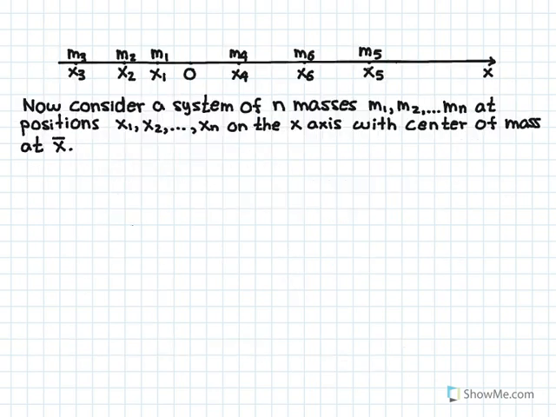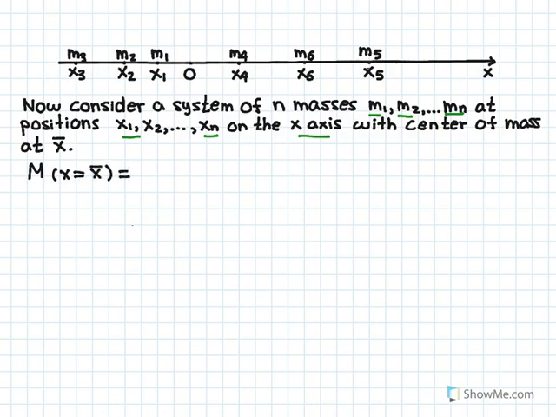All right, so now consider a system of n masses, M1, M2, all the way to Mn, at positions x1, x2, all the way to xn, on the x-axis with center of mass at x bar. Our goal is to develop an equation for finding the center of mass. So let's first find a moment about x equals x bar, about the center of mass.